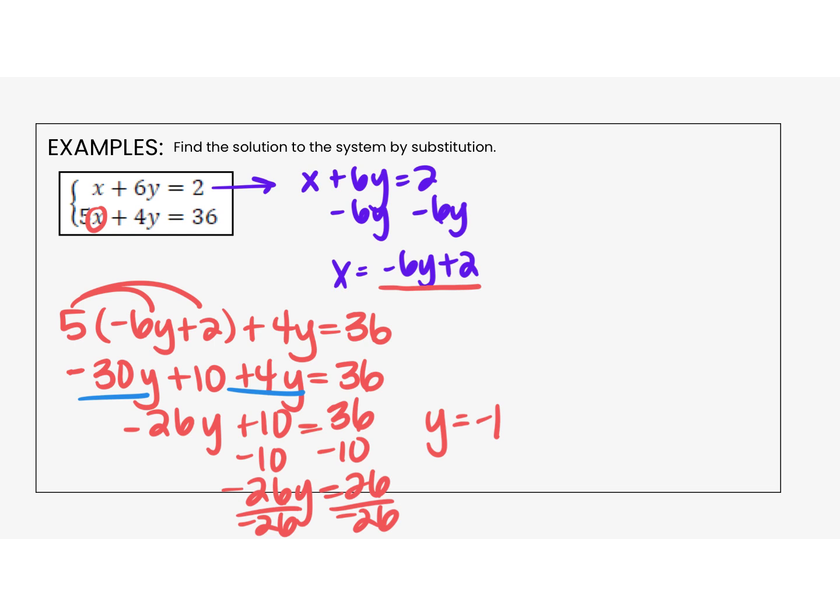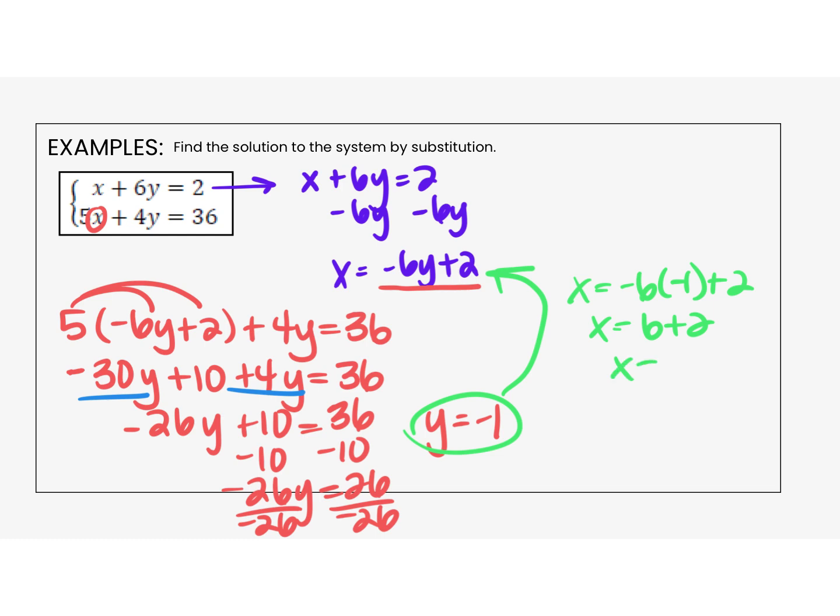Okay, now I'm going to take this value and plug it back in up here. Oh, sorry. I'm going to plug it back in here and solve for x. So I get x equals negative 6 times negative 1 plus 2. So that's 6 plus 2, so x equals 8. And I'm going to write my solution as an ordered pair, just like before. So my solution is 8, comma, negative 1.